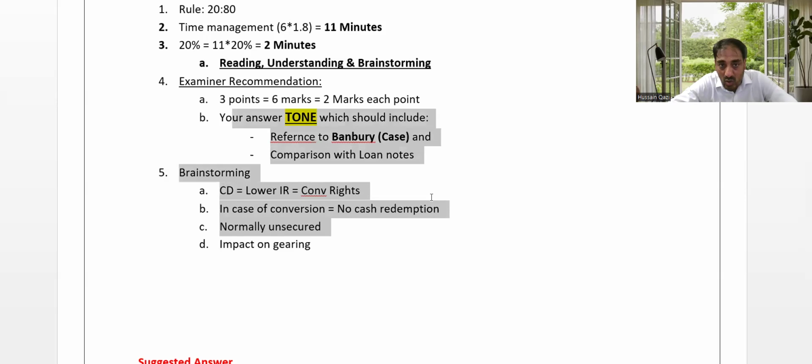You have to indulge the tone with this raw thinking and then drop the answer. You have to incorporate the name of company, and your tone must be comparison with loan notes. Then your answer according to the examiner expectation.